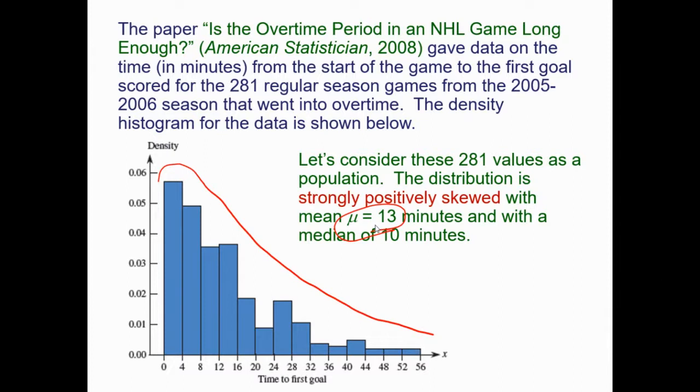So now we're going to do the same thing we did on the last example. We're going to use Minitab to generate 500 samples with sample sizes each of 5, 10, 20, and 30. That's on the next page.